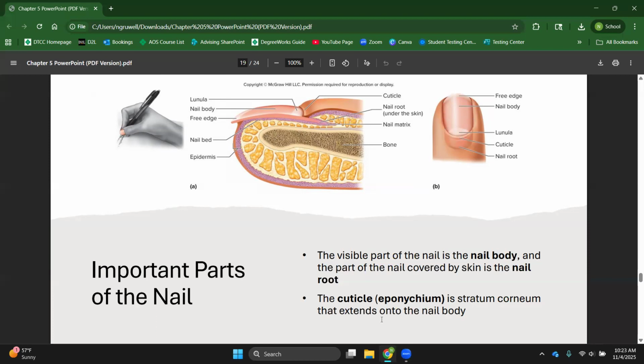The cuticle is also known as the eponychium. It's fine to just remember cuticle. And so this is actually part of our stratum corneum of the epidermis that extends onto the nail body. If you remember, our cuticle within the hair follicle helped hold it in place. Same idea with our nail. That cuticle is helping to maintain our nail in that position.